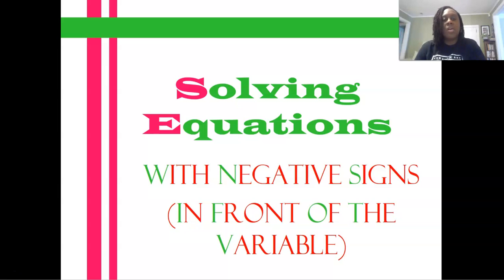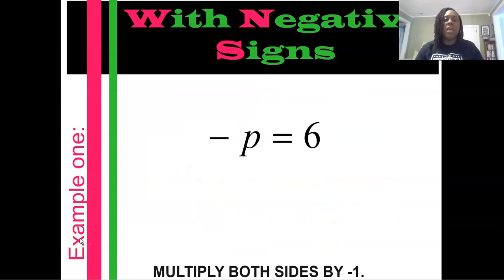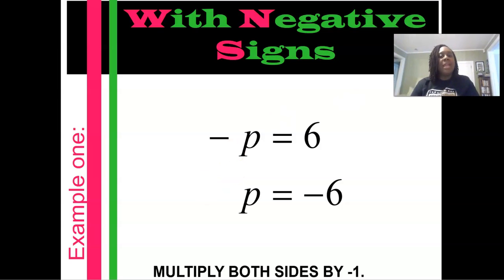All right, this video is on using negative signs when solving equations when the variable is the one that has the negative sign in the front. So we are looking at this first example of negative p equals 6. We are looking at what to do with that negative sign right there. And the answer is that we're going to treat it like a negative 1.